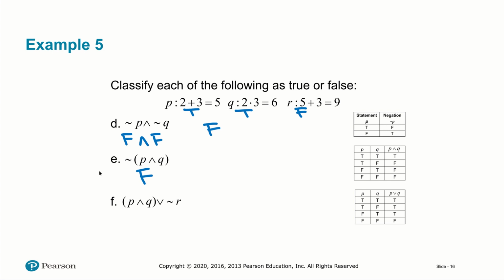So what is the negation of a true statement? A false statement. All right, so now here we're looking at P and Q, or the opposite of R. Now, we know P and Q is true. Why? Because P and Q are both true. So we have true or. Now, we know that R is false, right? So what is the negation of a false statement going to be?